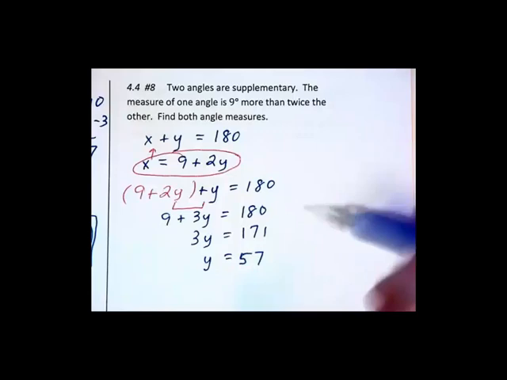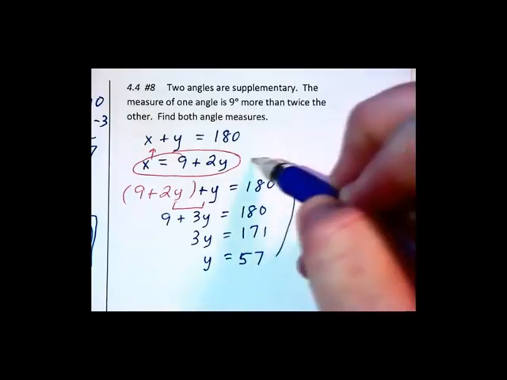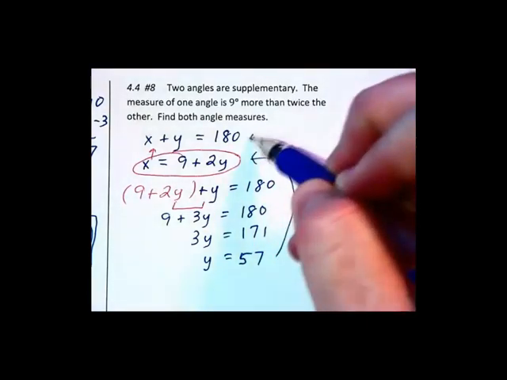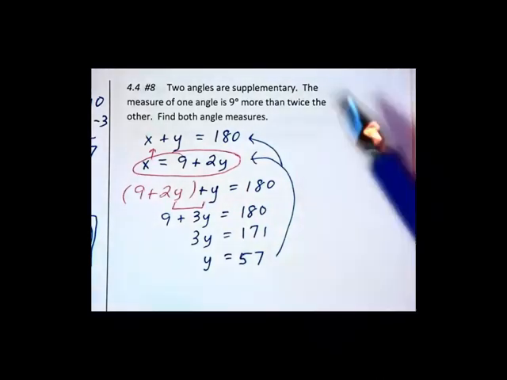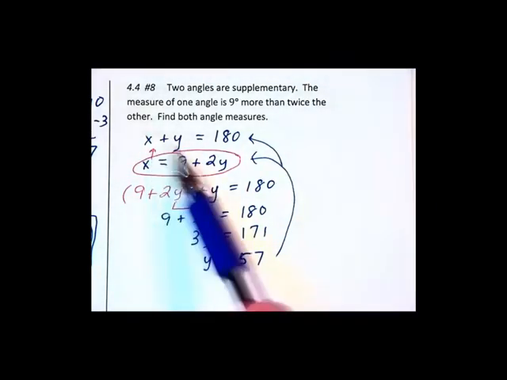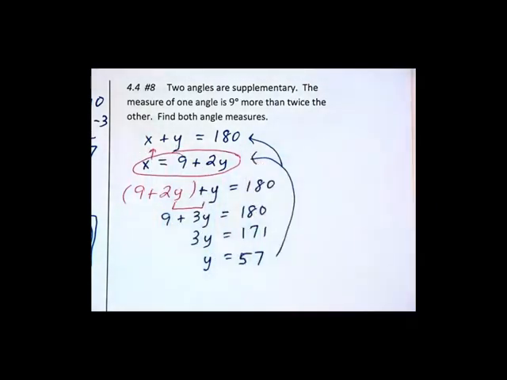Now we need the other angle. We can choose either of the top two equations to substitute into. I'd rather just think in my head, oh, my two angles add up to 180, and subtract the 57 away from the 180 to find out that the remaining angle measures 123 degrees, and just double check, yes, they do add up to 180.